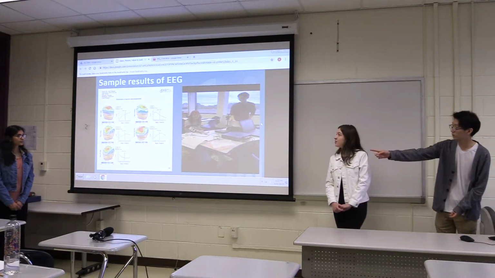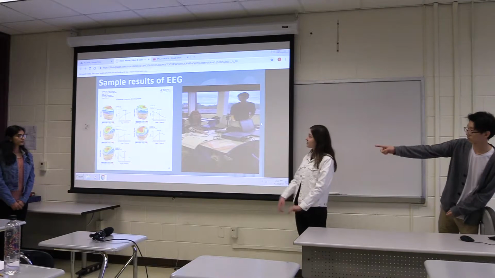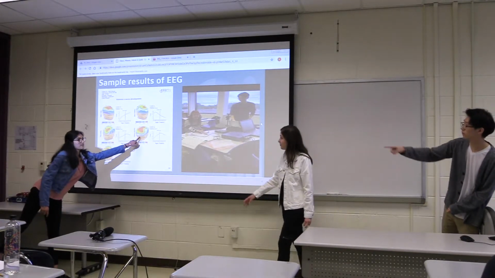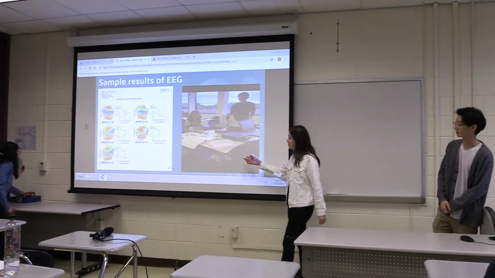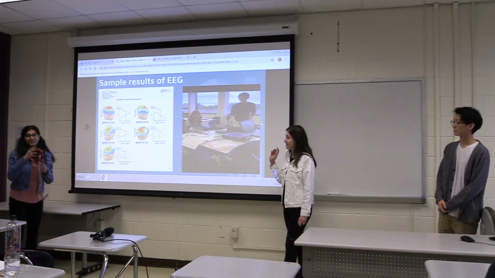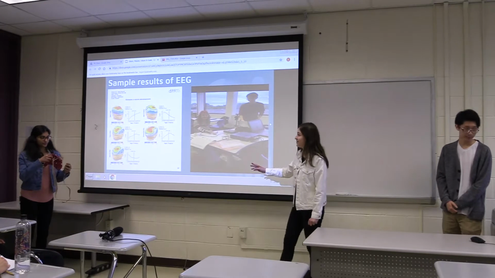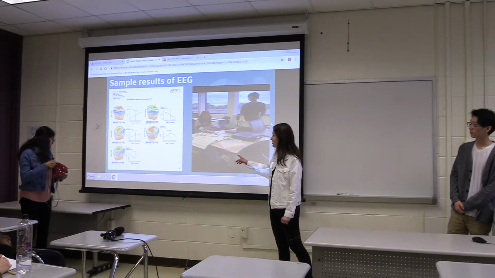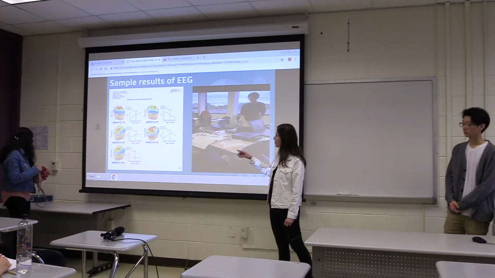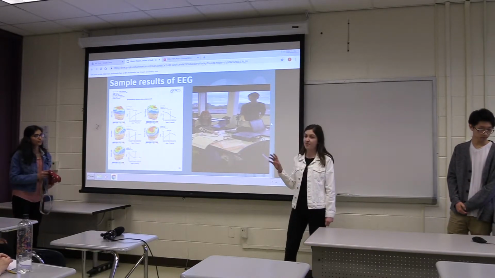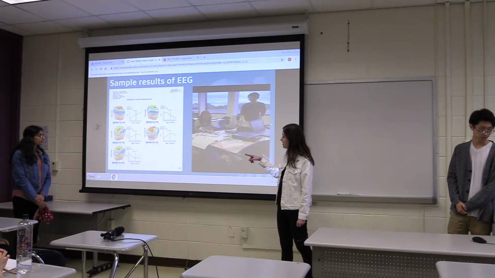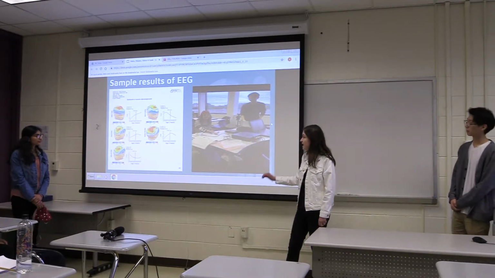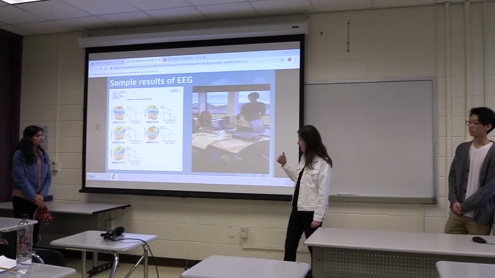Alright guys, now we're going to be talking about the sample results of the EEG and what the brain scans look like. If we take as an example the gamma wave Riya showed, that's the cap that we're going to be using. For the gamma wave, where the warm colors are, the red and the orange, that's where the higher activity in the brain is located. Where we see the blue and the green, the cooler colors, the activity is not as high, as in the frontal lobe.